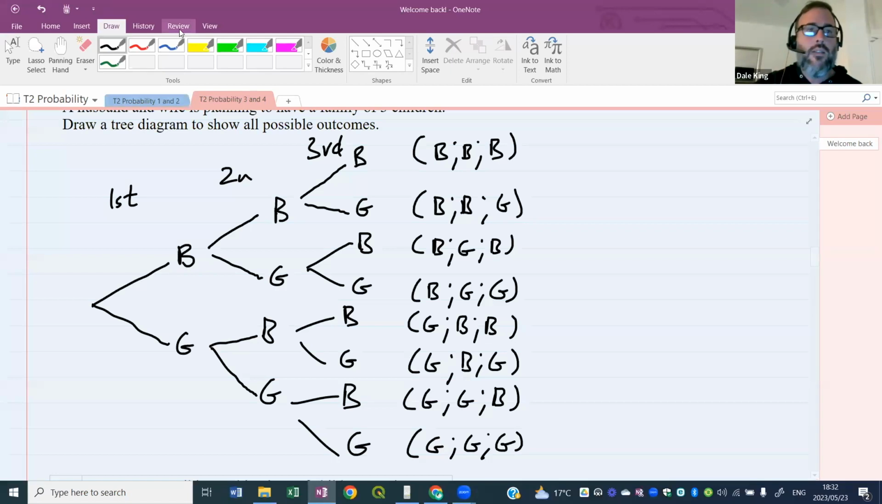How am I getting these letters? I'll show you. I'm following the branches. So for example, I'm going to go to this branch, girl, then boy, then girl. And this branch here in this line, we should have GBG, girl, boy, girl. All right. So that's how I get these letters.